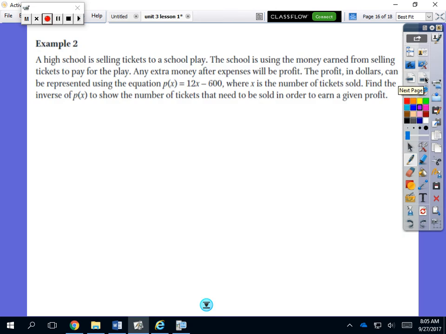Okay, number 2, a high school is selling tickets to a school play. The school is using the money earned from selling the tickets to pay for the play. Any extra money after expenses will be profit. The profit in dollars can be represented by the equation P of x equals 12x minus 600. So right now I know P is profit. My y, my dependent variable, is profit. X is the number of tickets sold. Number of tickets.